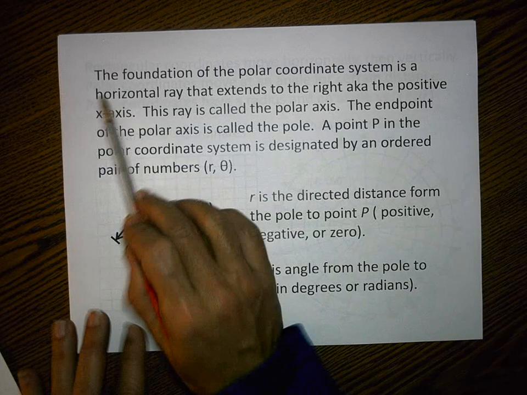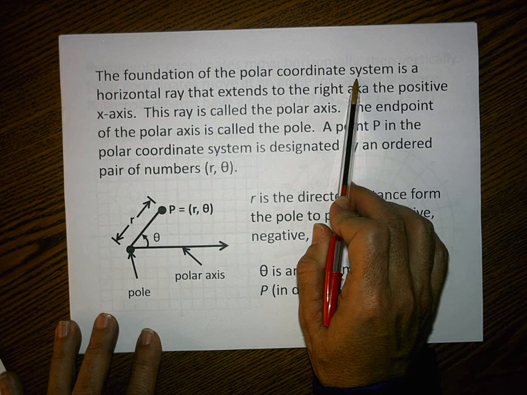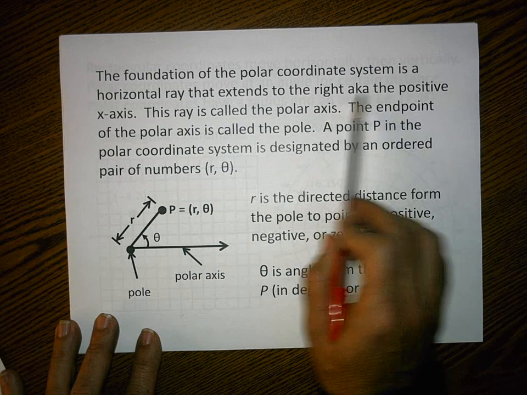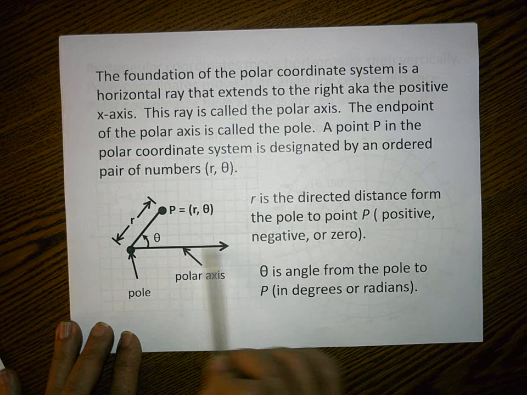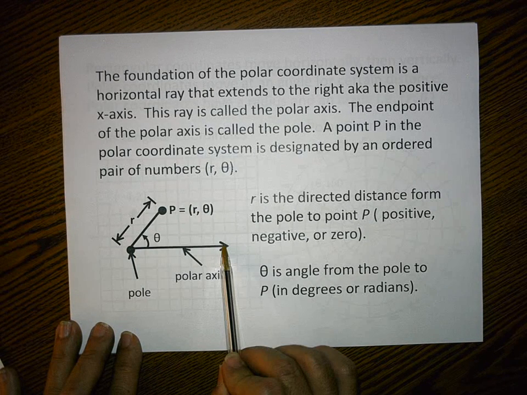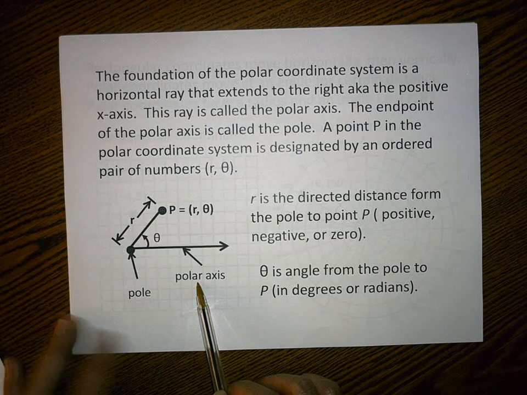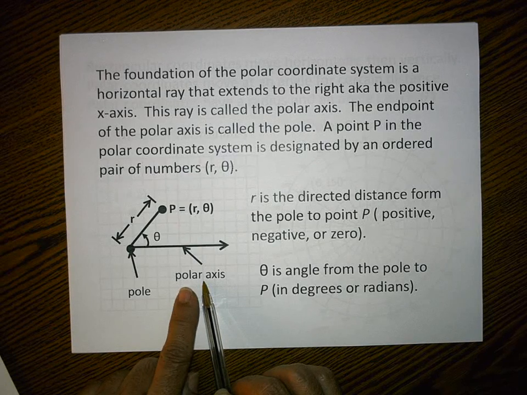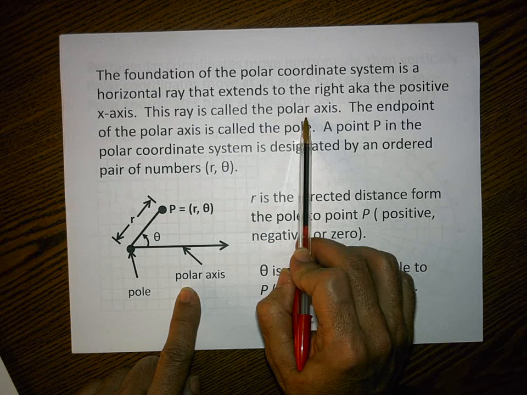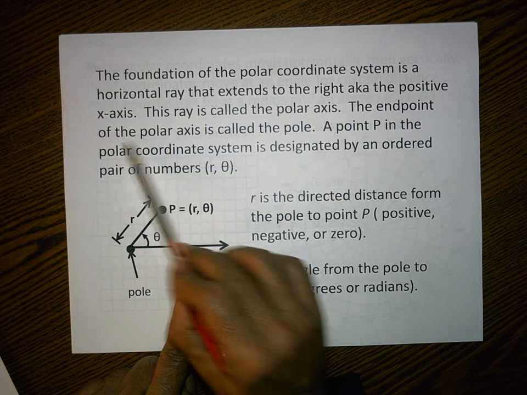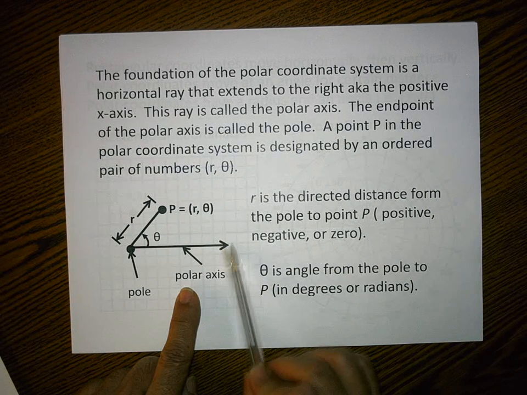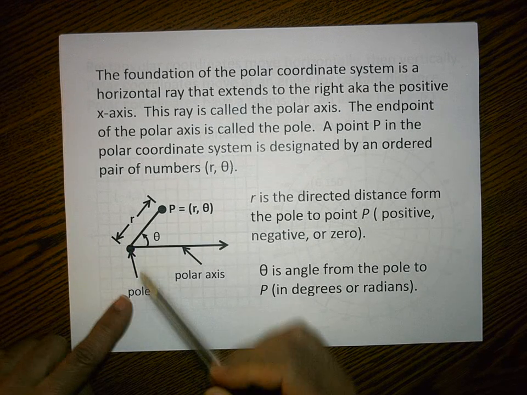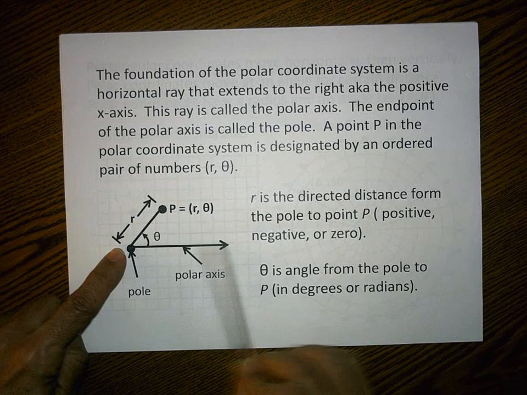All right, so the foundation of the polar coordinate system is a horizontal ray that extends to the right, also known as the positive x-axis. So this is the positive polar axis. We're used to calling it the x-axis if we're talking about rectangular coordinates. But in polar coordinates, we call it the polar axis, in the same location. This ray is called the polar axis. The end point of the polar axis is called the pole. Not here at the arrow, that's not the end point. The end point is right here, which is called the pole, okay? So the end point and then the arrow, which makes the ray.